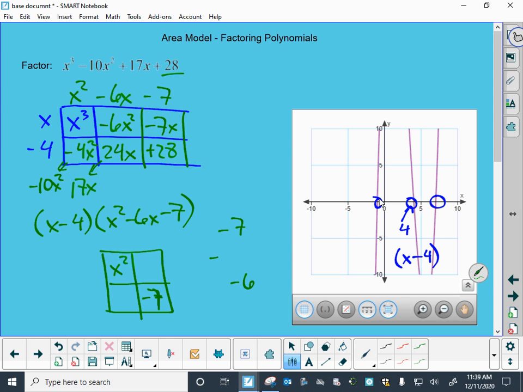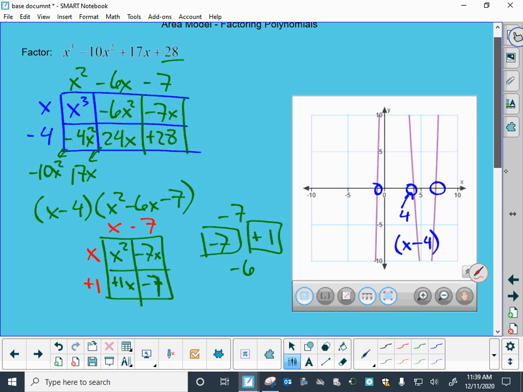So a negative 7 and a positive 1 will do that. So these go in my boxes. I got a minus 7x and I have a plus 1x. And so shift colors here. If that's an x and that's an x, then this would have to be a plus 1, and that would have to be a minus 7, and the minus 7 plus 1 makes a minus 6, and that works out.